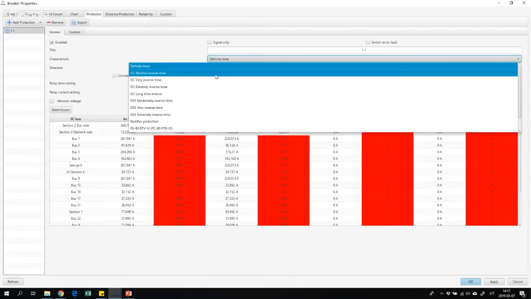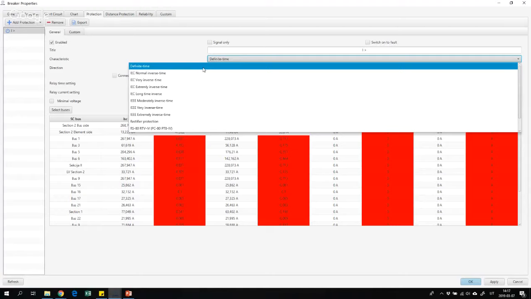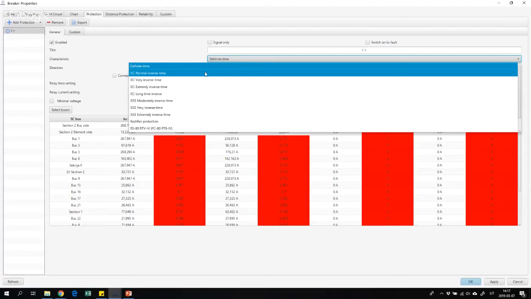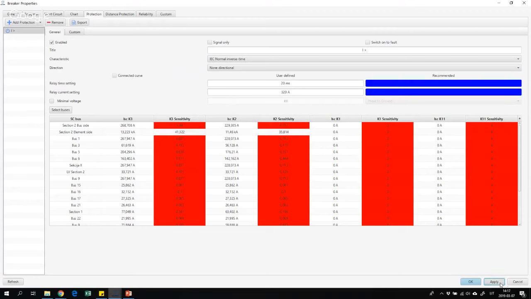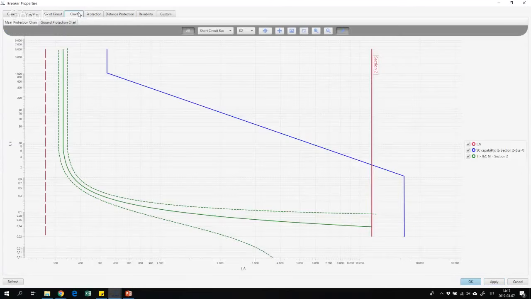And also I will just select different curve types. So now I have definite time, which means that my protection relay disconnection time, tripping time, will not be affected by current, but I'll just select normal inverse again by IEC standard. So we can see this is the protection curve of normal inverse overcurrent protection relay.